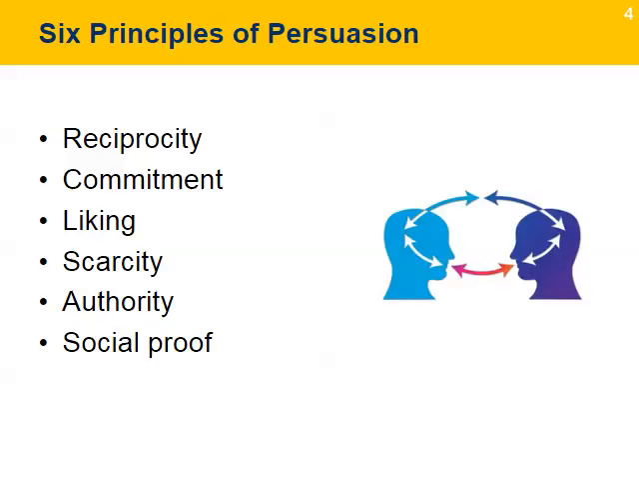Robert Cialdini, in his book Influence: The Psychology of Persuasion, lays out 6 simple principles of persuasion which govern how we influence and are influenced by others. By understanding persuasion laws, you can control how much others can influence you as well as how you use them to your benefit during negotiations. These principles are reciprocity, commitment, liking, scarcity, authority, and social proof.